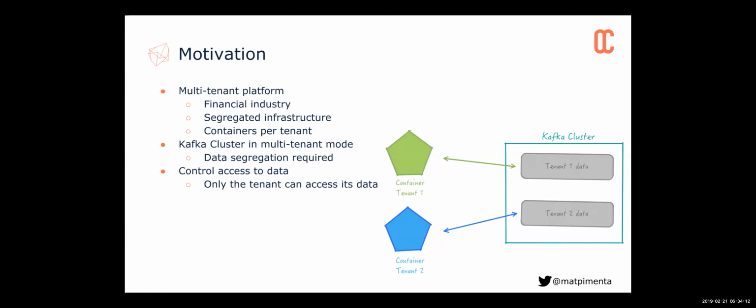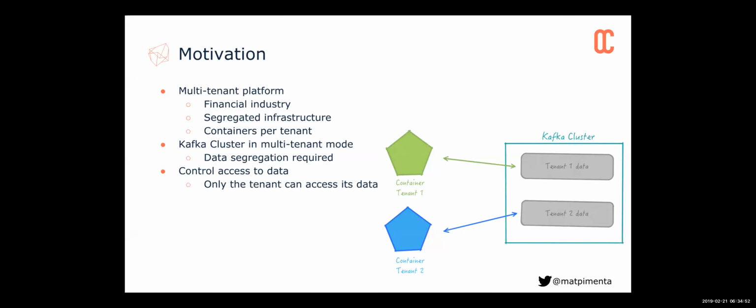and that requires some kind of segregation inside the cluster. We didn't want data from client 1 or tenant 1 to be shared with tenant 2, so they should have their own streams of data. And to do that, we need to separate and have some kind of access control on this data. Basically, the diagram says that container 1 should only be accessing the data that it has access to, and never access tenant 2 data.